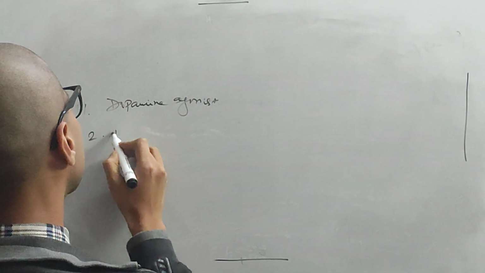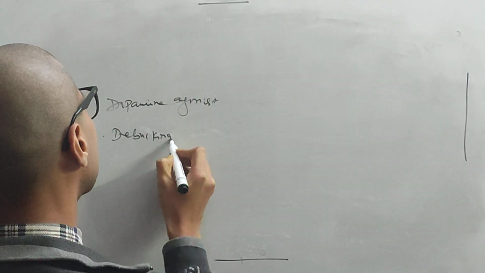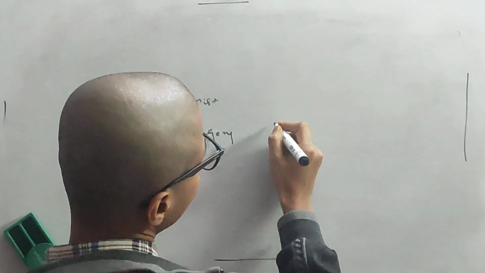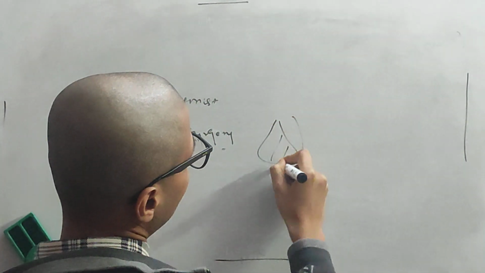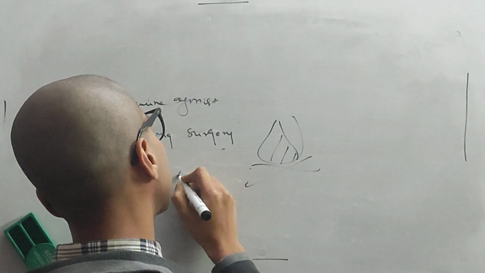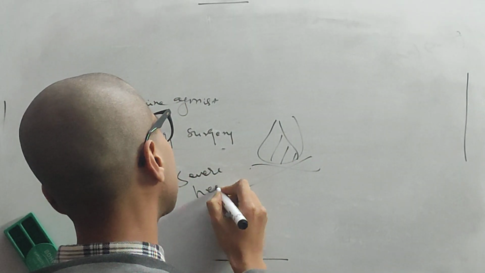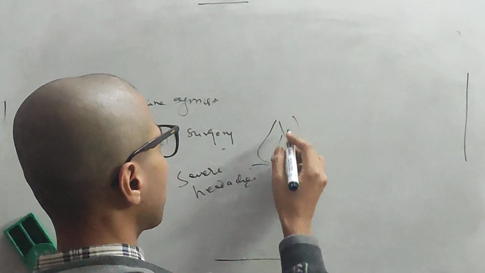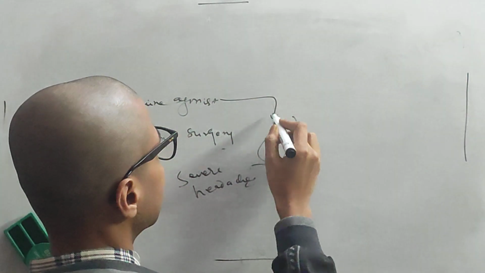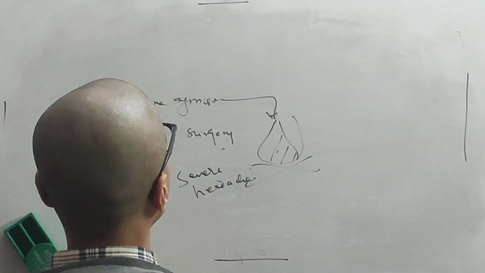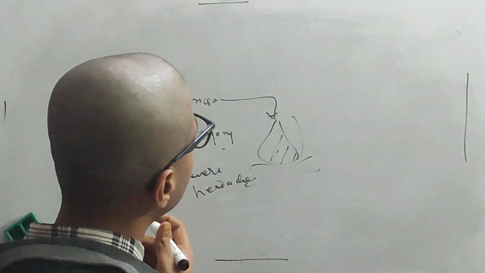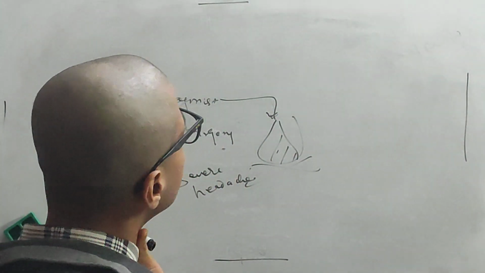Second is debulking surgery. When do we do this? When the tumor is large and causes mass effect, compression of the optic chiasma, causing severe headache. In that condition, you can think of going for debulking surgery. But even for macroadenoma, initially we give dopamine agonist because it shrinks the size of the macroadenoma very fast. Okay, so we reserve this surgery only if it fails to decrease the size.